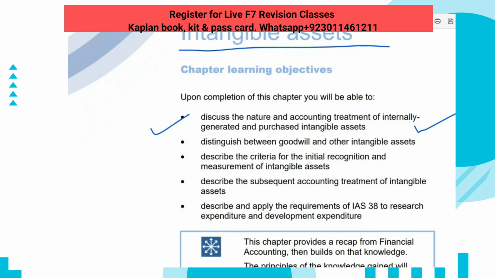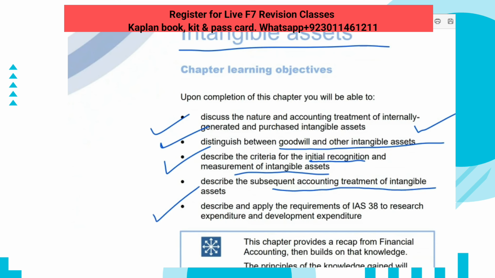We will describe the criteria for initial recognition, how you recognize it in the books of account, and the measurement of intangible assets. Then describe the subsequent accounting treatment of intangible assets, which is an important part. Also describe and apply the requirements of IAS 38 to research expenditure and development expenditure. This is also important, and it is part of our topic today. This is a small chapter, but very important. A part of a question can come from it, and they will definitely test you in all areas of your question paper.